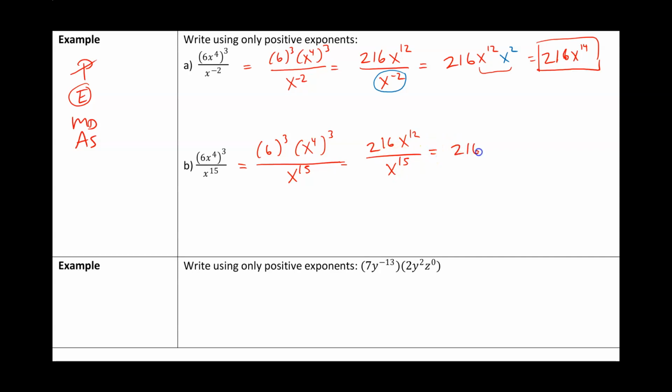I'm going to split this up as 216 times x to the 12th over x to the 15th. And remember that anytime you divide the same base, we subtract the powers. So I subtract 12 minus 15. And then this gives us 216 x to the negative 3rd. 12 minus 15 is negative 3. But we can't leave our answer as a negative exponent. So to make it positive, that negative exponent goes to the denominator, and it's going to become 216 over x to the positive 3rd.